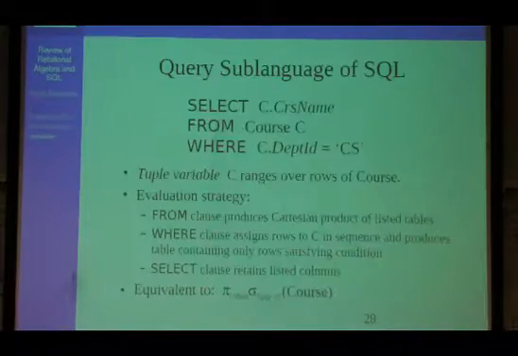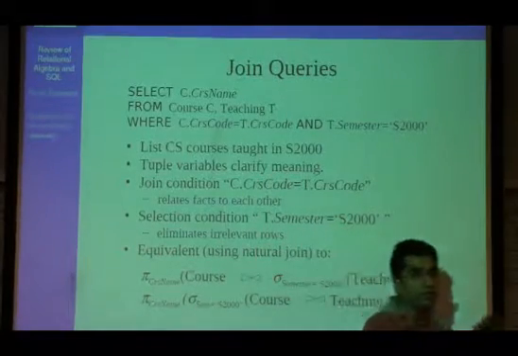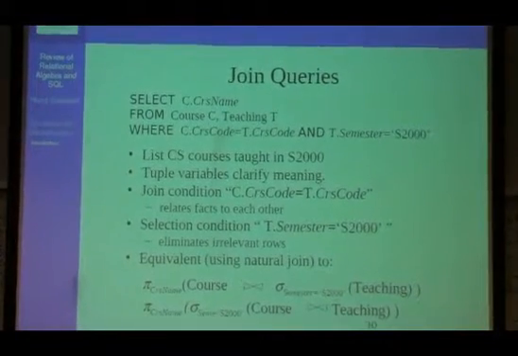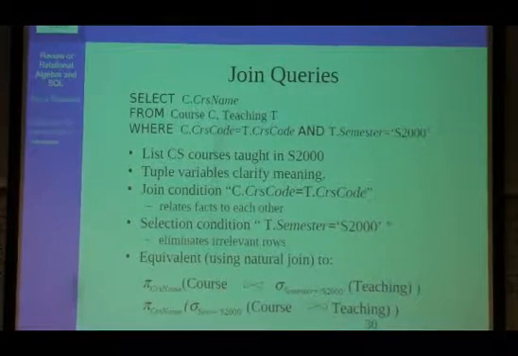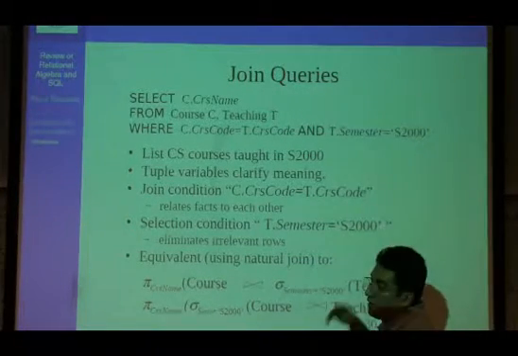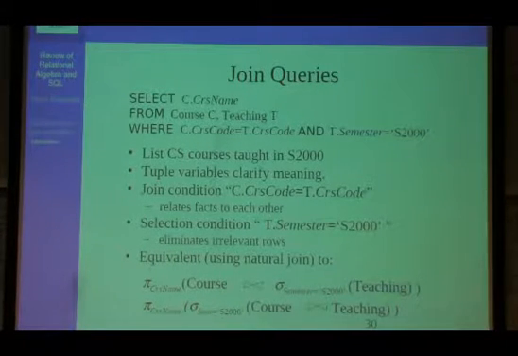So here we put this condition on the Cartesian product in order to make this join a natural join. Okay? C.course code is equal to T.course code, and the rest of the where clause specifies additional conditions that the rest of the rows should satisfy, if you want. Is that clear? Clear or not? Okay.